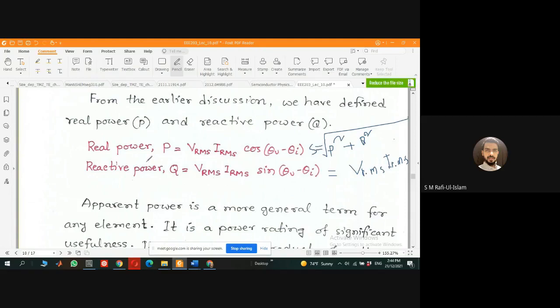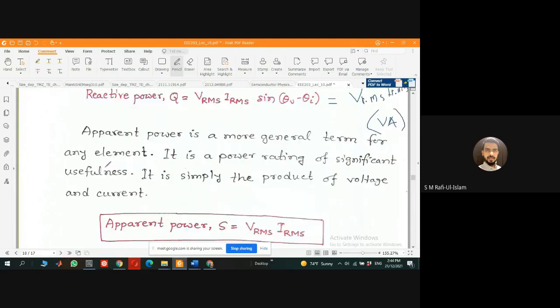The unit of this one is volt ampere. The V stands for voltage, and A stands for current. So if you want to buy some electrical appliance, generally this rating is given, showing how much power will be drawn from the transmission line or from the system. Apparent power is a more general term for any element. It represents the power rating, meaning how powerful that electrical appliance is.